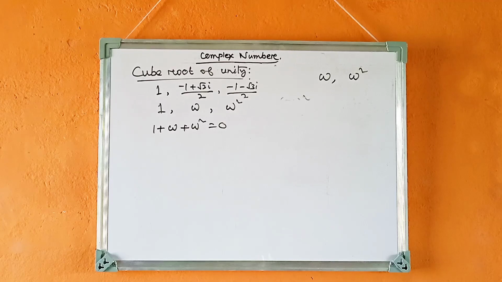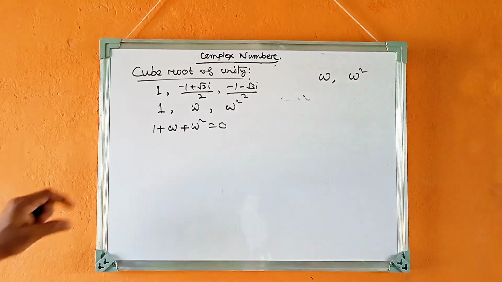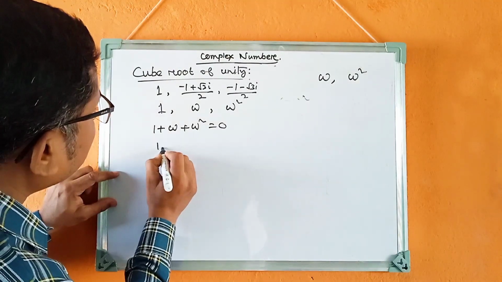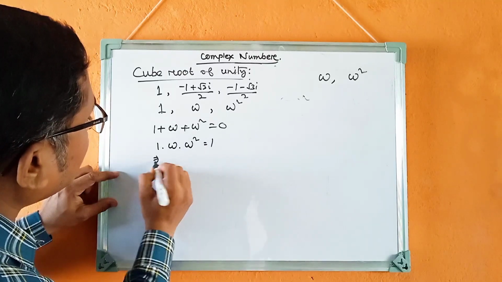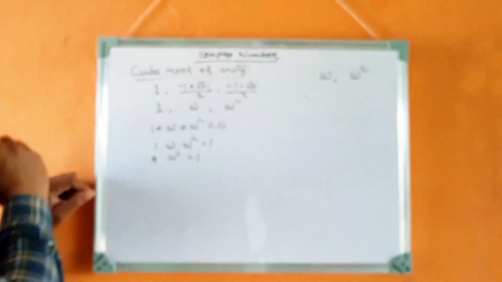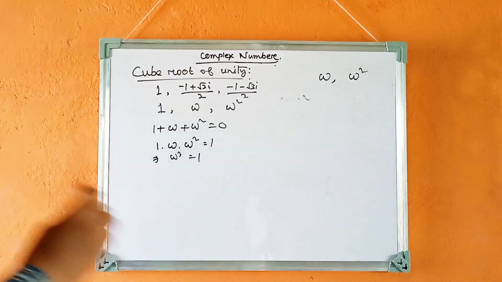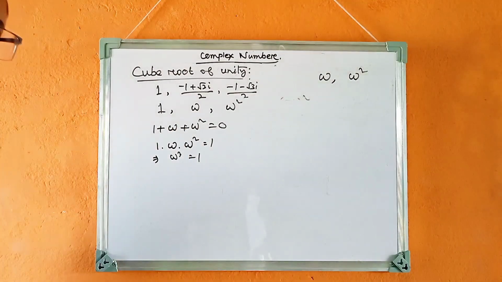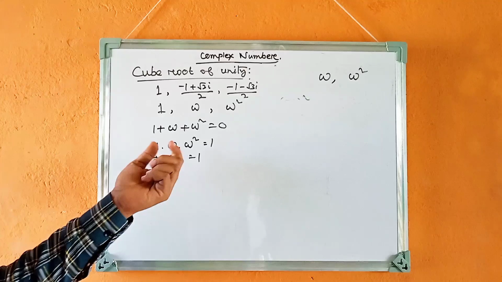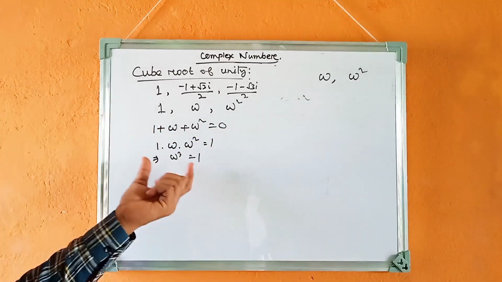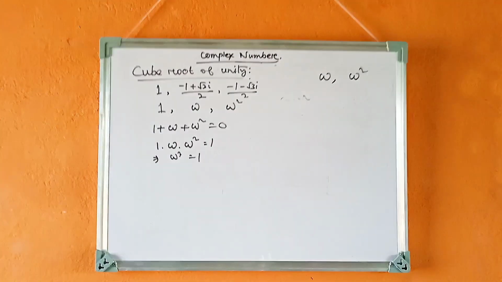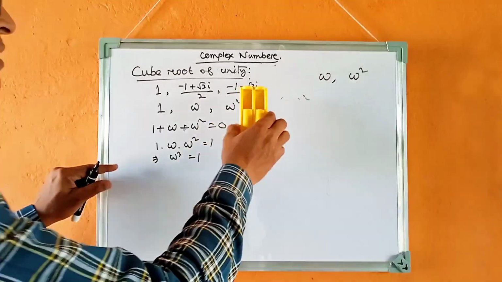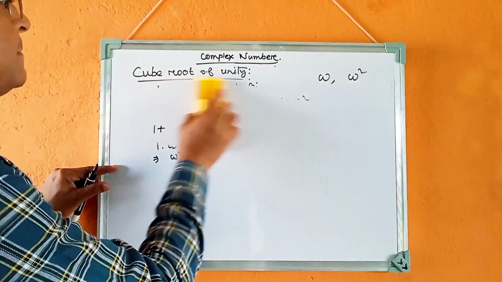Now come to the next property, the product of the three roots. The product of the three roots is equal to 1. That means 1 into omega into omega square is equal to 1, or omega cube equals 1. So there are two main properties of the cube roots of unity: the sum of the cube roots of unity is equal to 0 and the product of the cube roots of unity is equal to 1. Now using these properties we do some sums. Clear everyone? Okay, see.